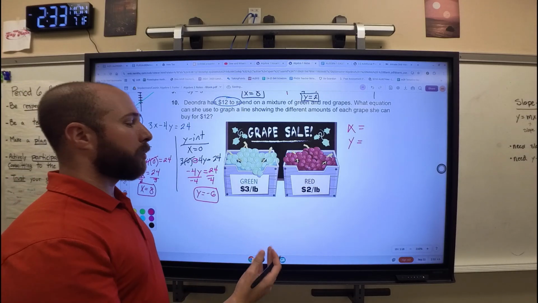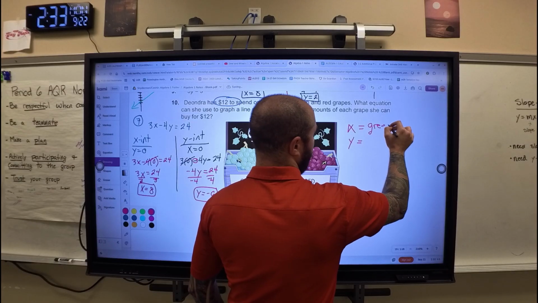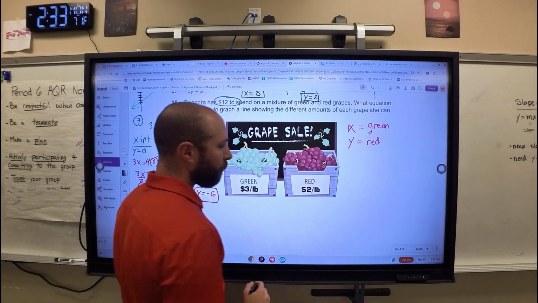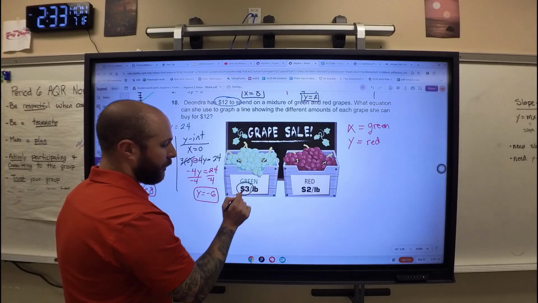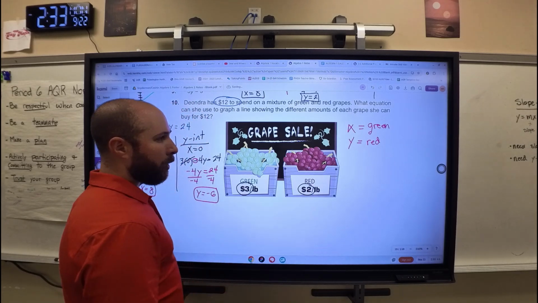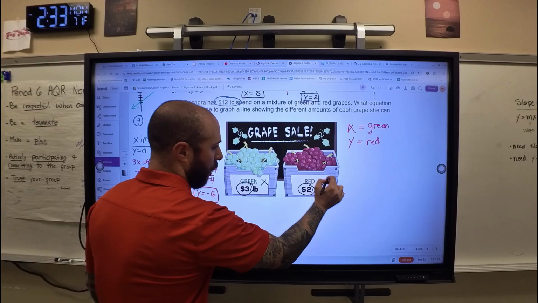So we do not know what x or what y is going to be, so let's establish that first. Now the two different things we're comparing are green grapes and red grapes. So let's let x be green. Let's let y be red. And then the information that it tells us in the picture here, it says green grapes are $3 a pound, red grapes are $2 a pound, right? And we said green is going to be x, red is going to be y.